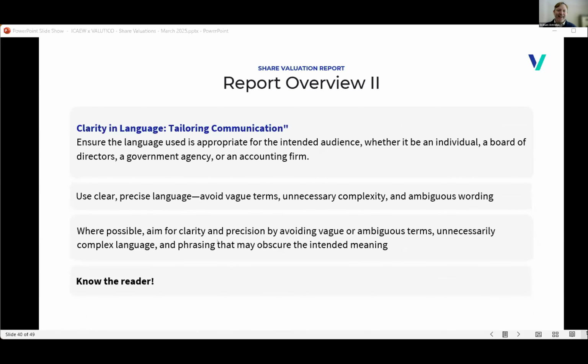As we've said, clarity is key in a share valuation report. So do tailor your communication to the audience in hand, whether that's a business owner, whether it's management, or perhaps even HMRC. Do use precise language to avoid vagueness or unnecessary complexity. Simplify technical concepts without losing accuracy. And above all, know your reader. Technical audiences are going to expect detail, whilst business owners are going to need high-level explanations.